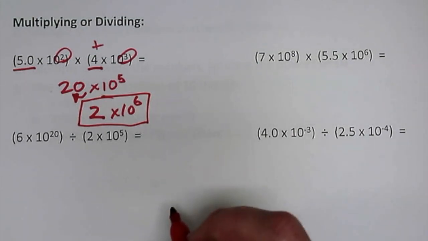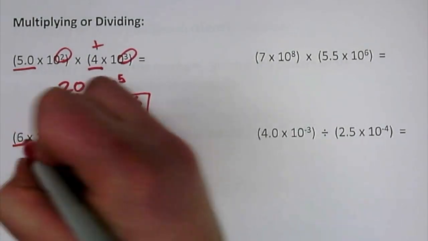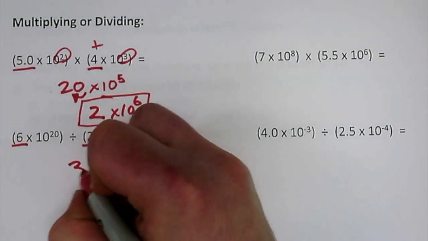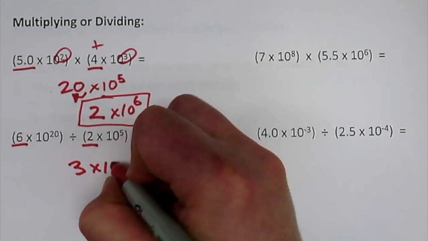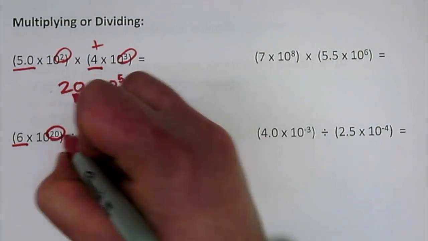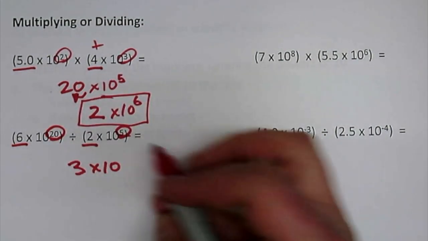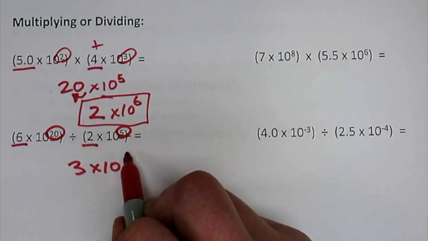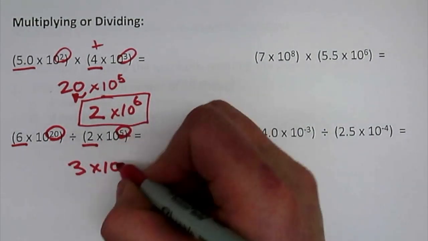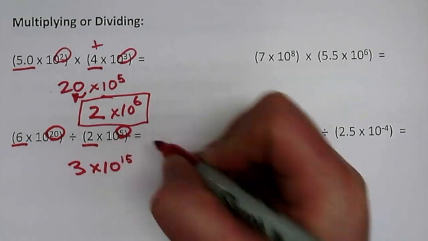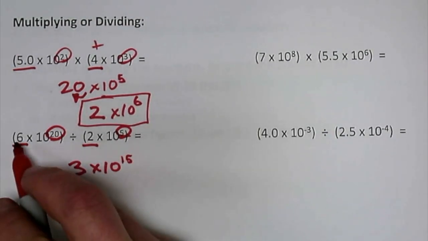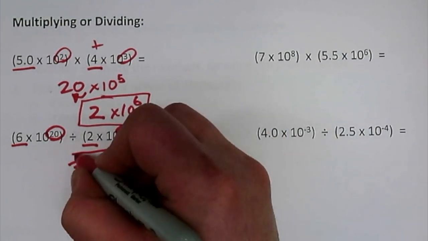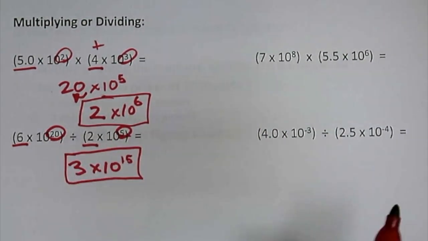Now, dividing, same thing. You do the division for these numbers like normal. 6 divided by 2 is 3. And then times 10 to the power of, this is a 20, this is a 5. Now instead of adding though, like you did with multiplication, you subtract for division. So 20 minus 5 is 15. Significant figures here, 1 and 1. So my answer can only have 1, which it does. So I don't have to do any rounding at all.